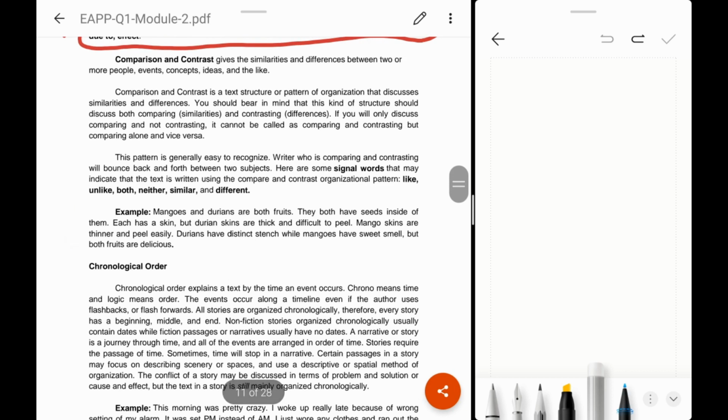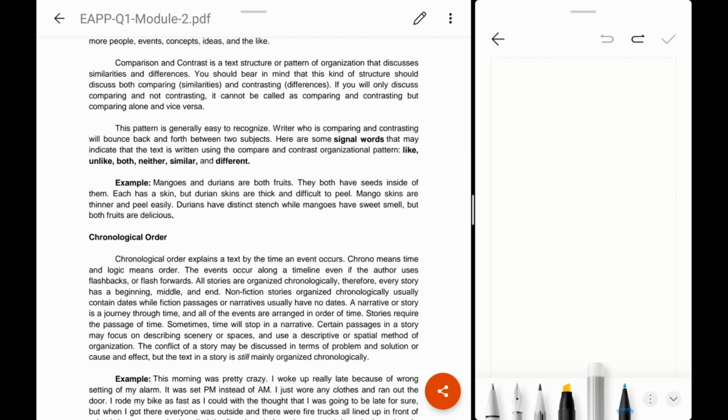Again, when we do comparison and contrast, we simply give the similarities, pagkakahalintulad, and the differences or pagkakaiba ng dalawang bagay, tao, pangyayari, lugar, o kahit ano pa yan na pinaghahambing natin sa isa't isa.